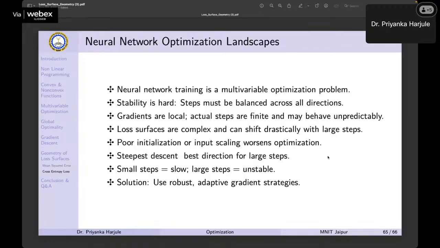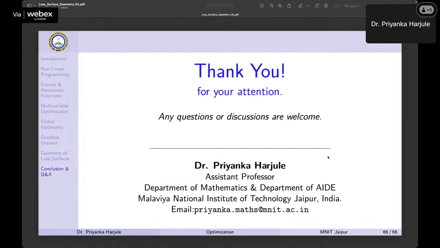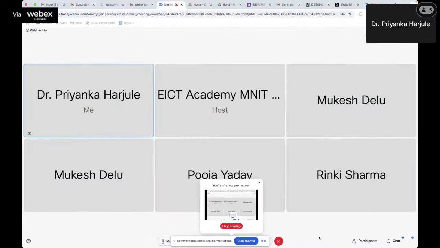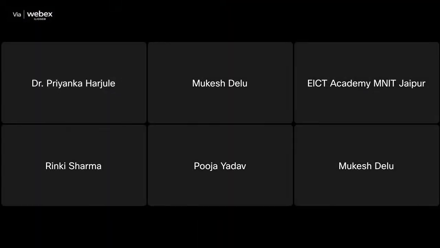Okay, so this was about the loss surface geometry. If there are any questions, I am happy to take them up on this. And if not, then I can start with the next session, that is on the activation functions.